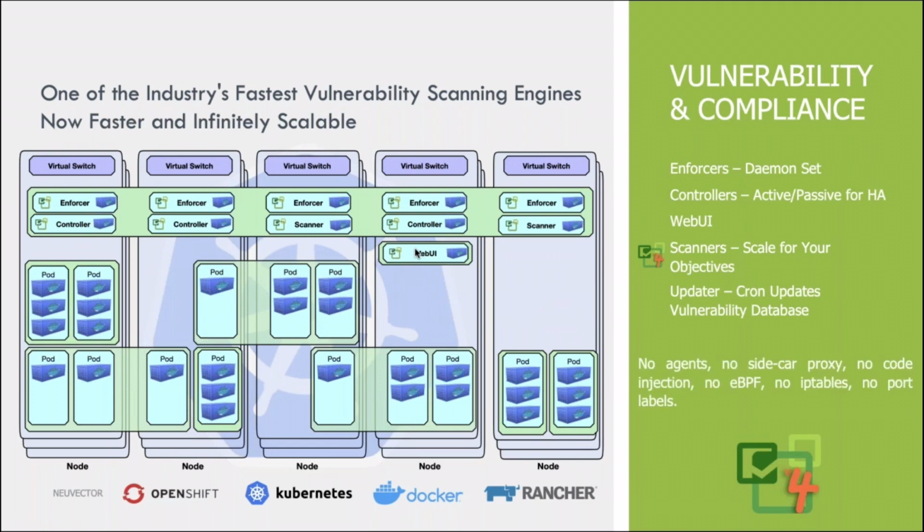In response to a lot of common questions, because it's a container native deployment, we're not doing any sidecar proxies or any code injections, so you don't have to install agents. We're not relying upon IP tables, it's not eBPF, and we don't just rely on port labels. NewVector is doing this intelligence native to the Kubernetes environment.